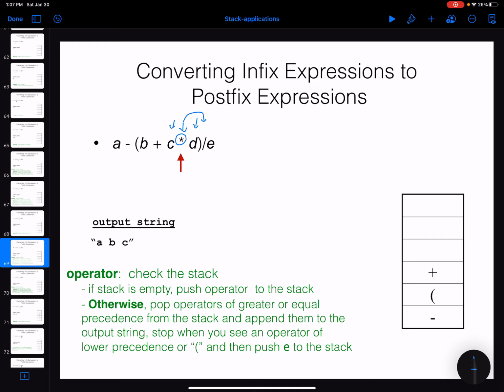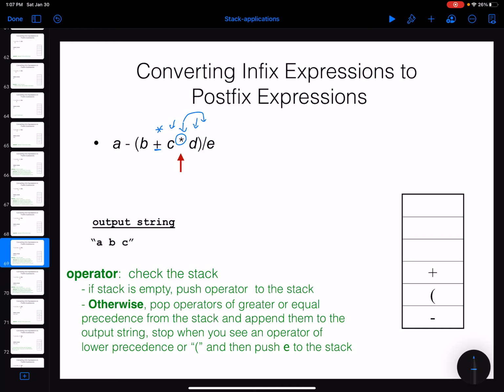The thing is, before multiplication here, I haven't seen any other operator that has higher precedence. If I saw, for example, another multiplication here instead of this plus, what should you do?